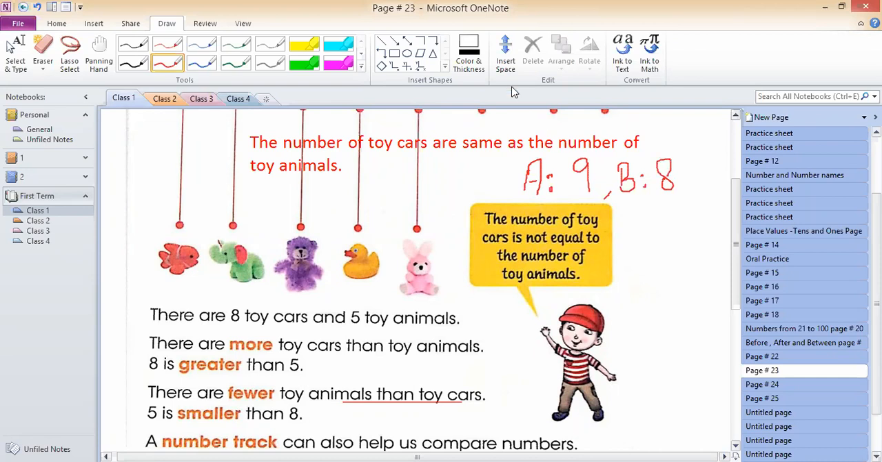So tell me, who got more marks in the math test? A or B? Who got more marks? 8 is smaller. Very good. You will say, sir, A got more marks than B because 9 is bigger than 8. Or if I ask you who got fewer marks, A or B, what will you say then? Who got fewer marks? B.